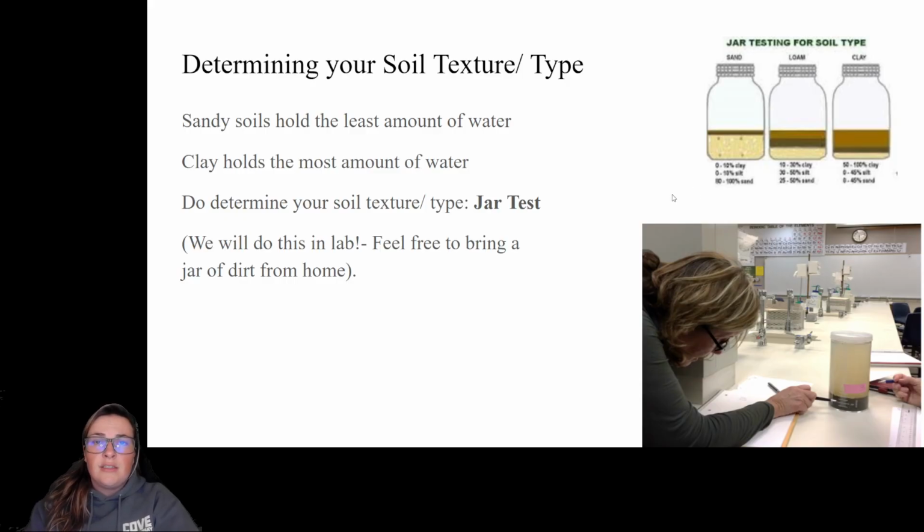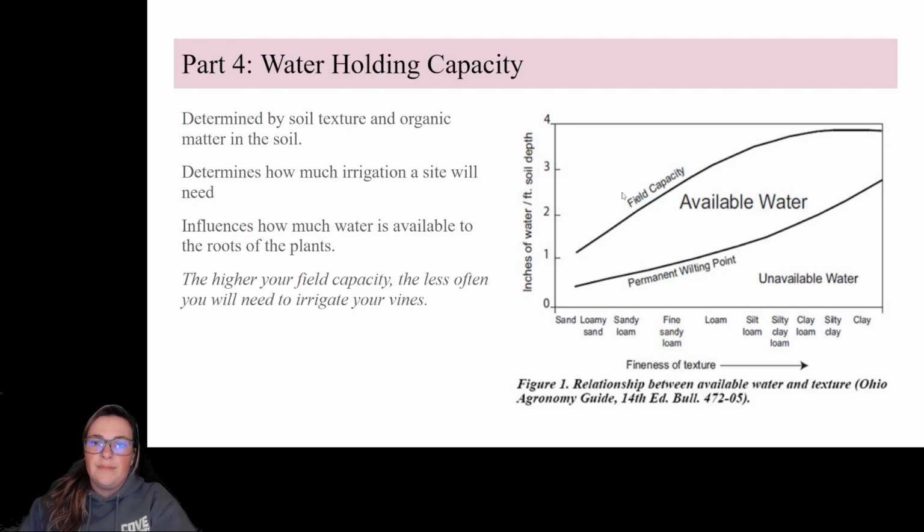We'll actually do this for our new student demonstration vineyard for class this week, so I'm super excited. We'll be able to test multiple parts of our vineyard patch and see if it's consistent or if it differs, and then we'll be able to determine what those percentages are when we meet the following week once it all settles out. So if you would like to bring in a jar of dirt from home, you're welcome to do that as well. You'll need a good sample, probably about as much as like a coffee mug, basically, of dirt to bring to class, and then we can determine your soil texture and type in lab as well. So that'll be something fun that we do.